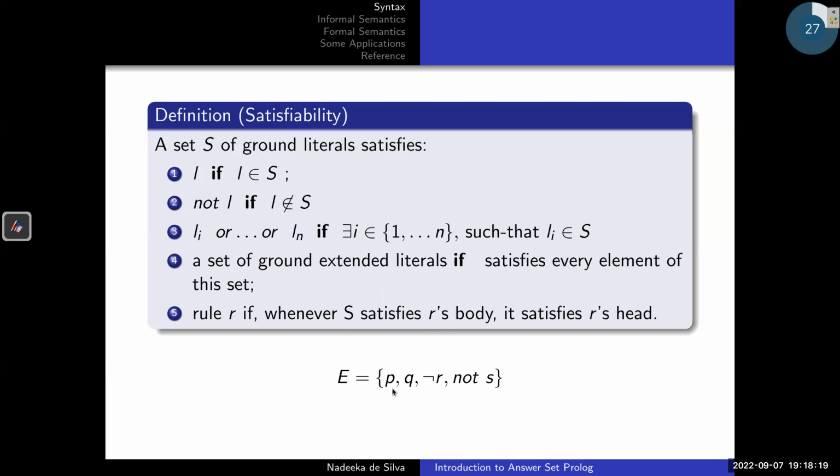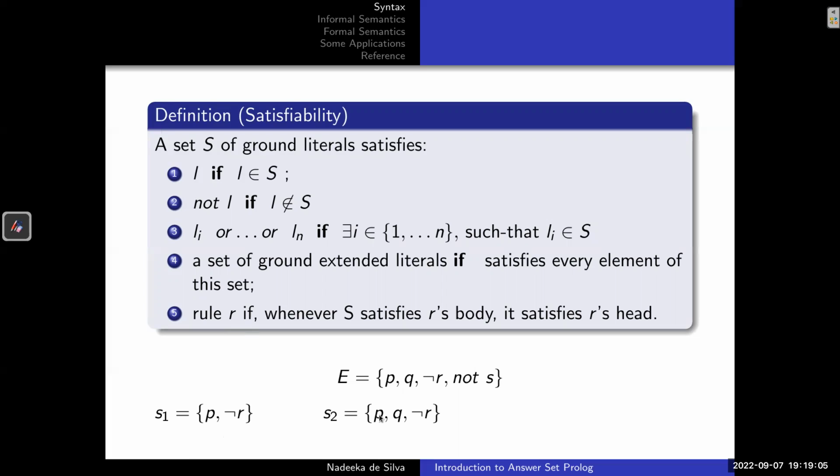For example, let's look at this set of extended literals E. And if I pick a set of ground literals S1, to see whether S1 satisfies E, I can check each literal in E. Here literal P is satisfied by S1, because P is in S1. So from rule 1, S1 satisfies P. But it does not satisfy Q according to rule 1 because Q is not in S1. So this S1 does not satisfy E according to rule 4 because there is one literal in E that is not satisfied by S1.